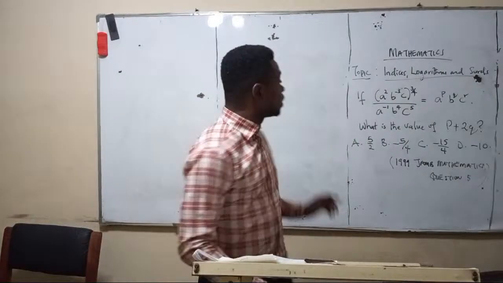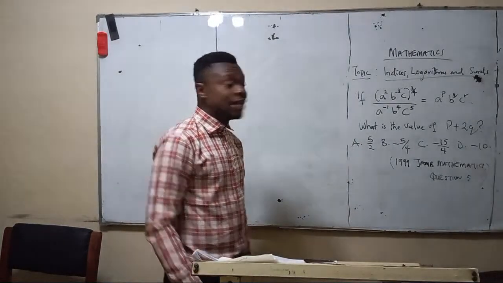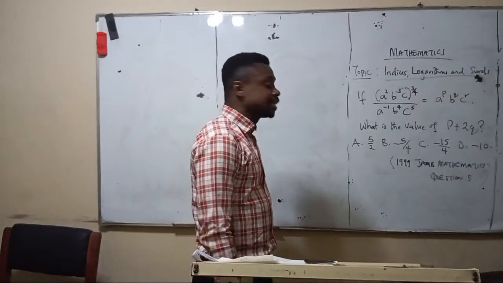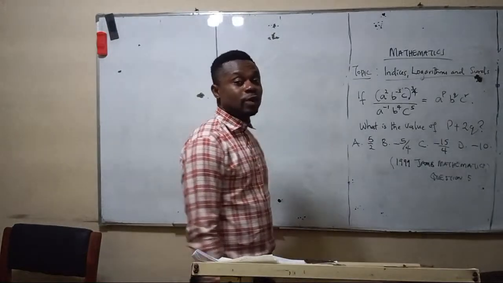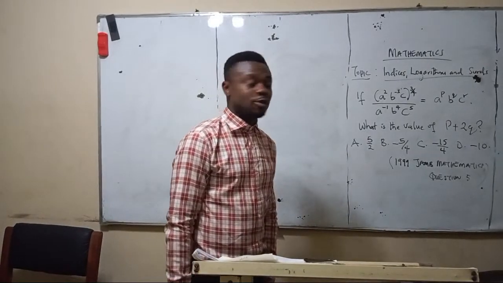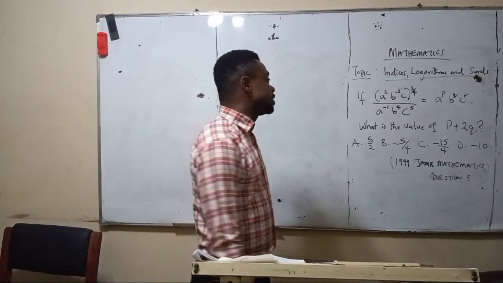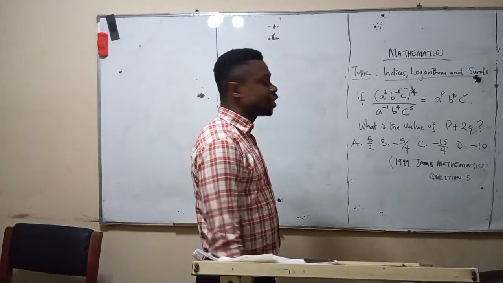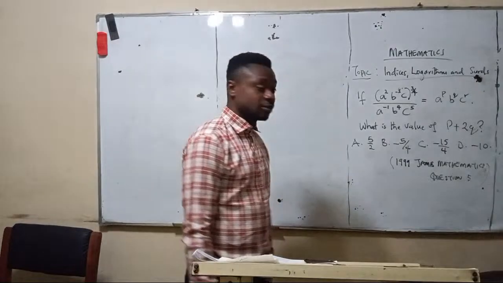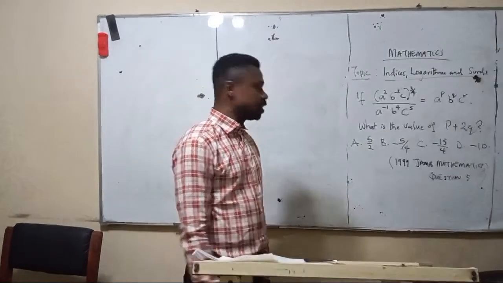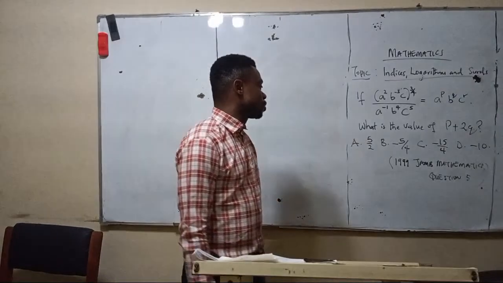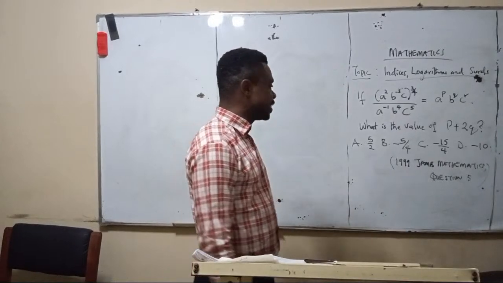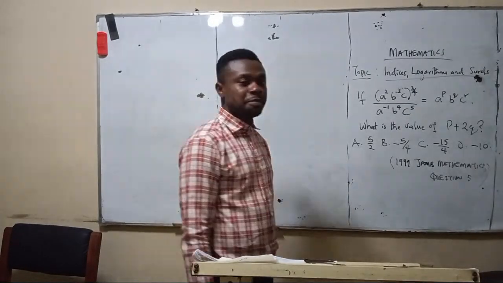Okay, let's look at the question. The question says, if a raised to the power 2, b raised to the power minus 3, and c, all raised to the power 3 over 4, divided by a raised to the power minus 1, b raised to the power 4, c raised to the power 5 is equal to a raised to the power p, b raised to the power q, c raised to the power r. What is the value of p plus 2q? Option A, 5 over 2. B, minus 5 over 4. C, 15 over 4. D, minus 10.